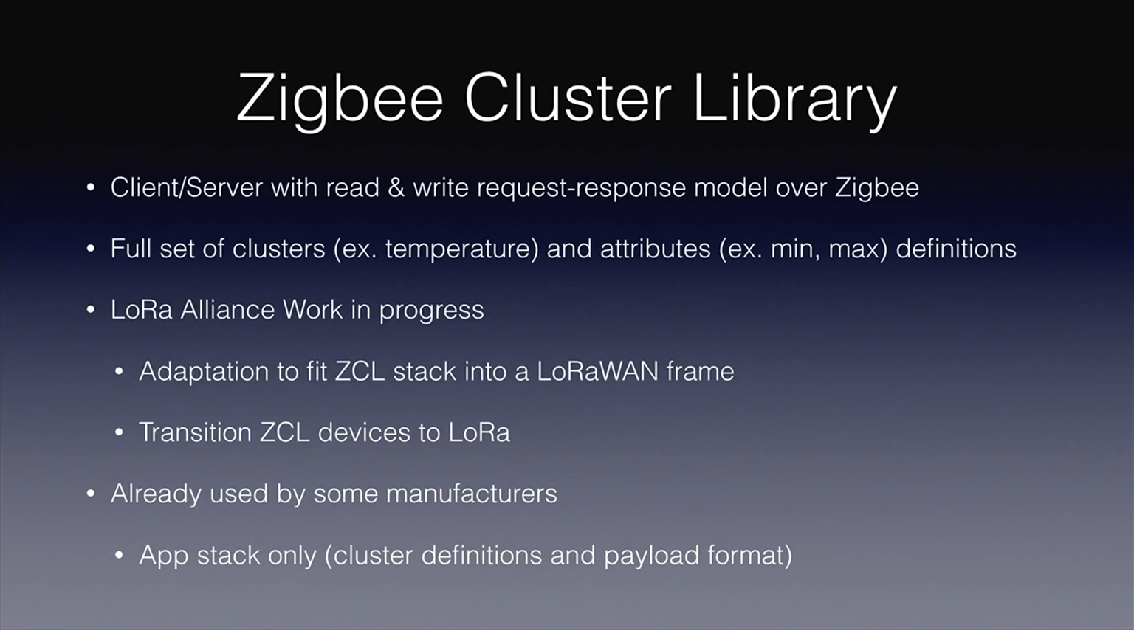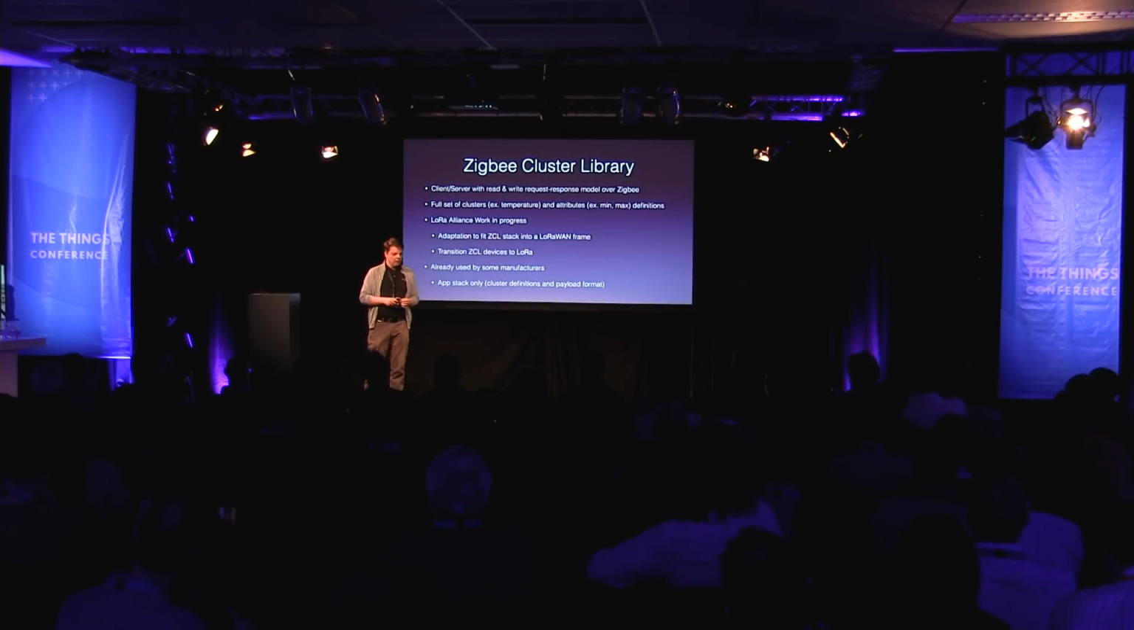The good thing is that ZCL defines a full set of clusters: temperature, humidity, actuator, and stuff like that, with a lot of attributes as well: minimum, maximum, current value, and so on. There is some work in the Alliance today, it's almost done, to adapt the ZCL stack into some LoRaWAN frame. The intent is just to transition existing ZCL devices to LoRaWAN, so either to change the module or to use some gateway in the middle, some ZCL to LoRaWAN gateway. That could be an option too.